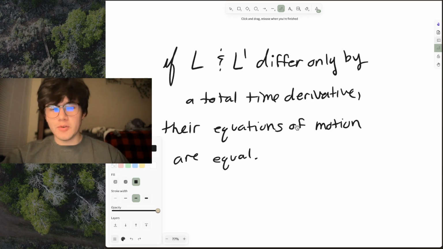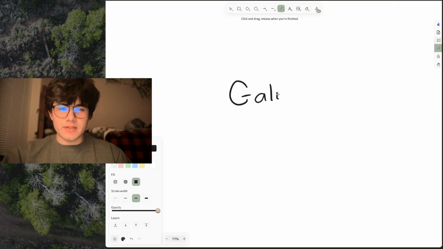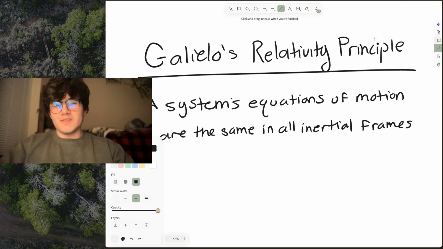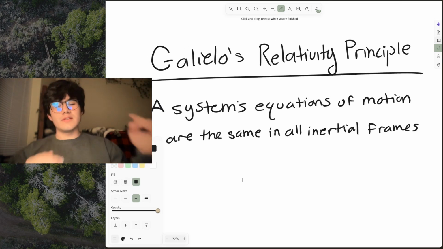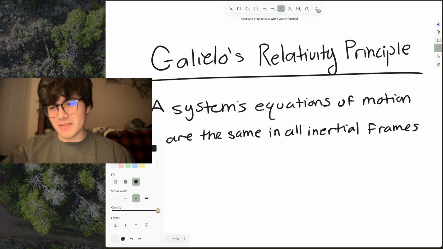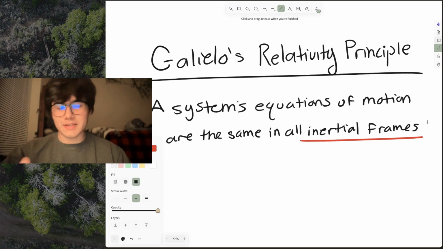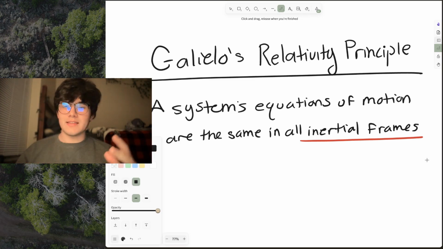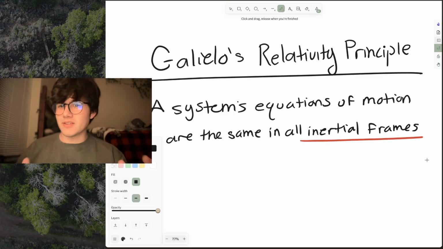Okay, so now let's finally move on to the big topic of this video, Galileo's relativity principle. Galileo's relativity principle says that a system's equations of motion are the same in all inertial frames. So let's unpack this by first discussing what an inertial frame actually is. An inertial frame is usually described as one that isn't accelerating, and this is usually good enough for most applicable physics, but the definition is weak in nature.